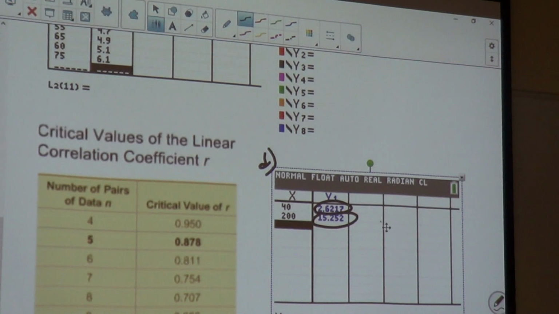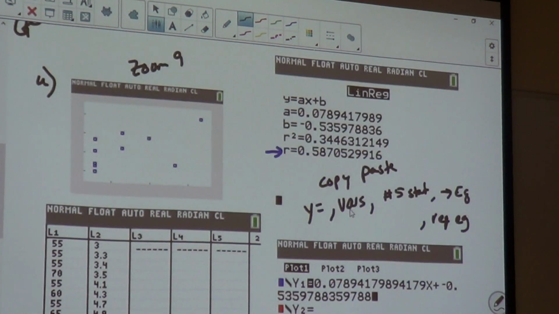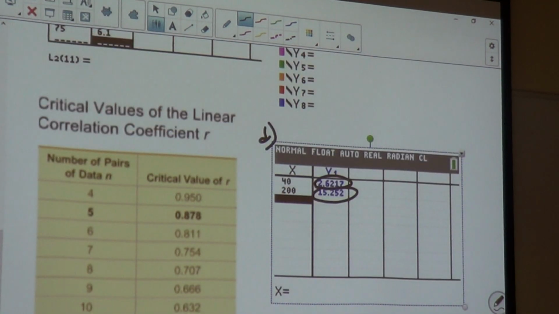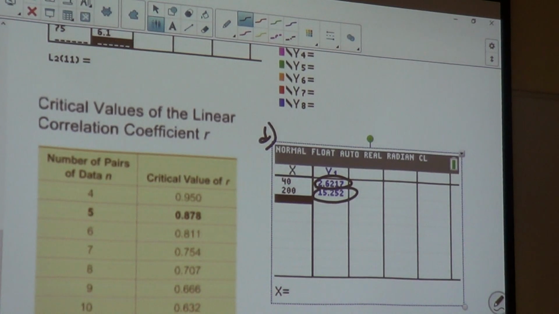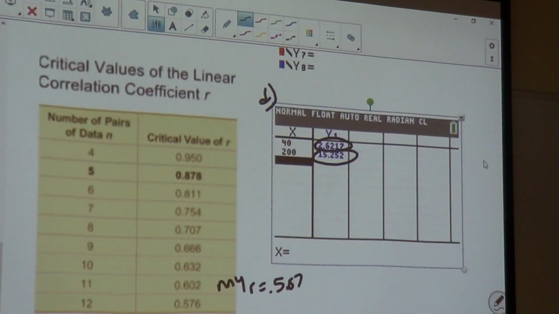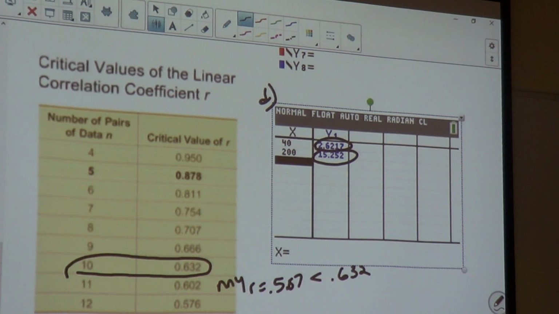And then the last thing it asked was, is this a good equation? My R value is 0.587. And I have how many data points? 10. Is my R value greater than the critical value? Yes, so that means this is a good equation.